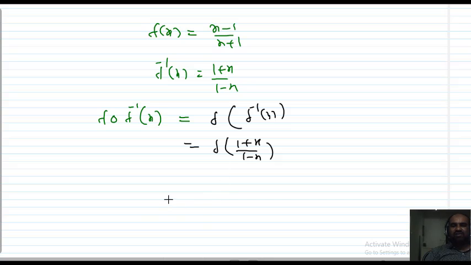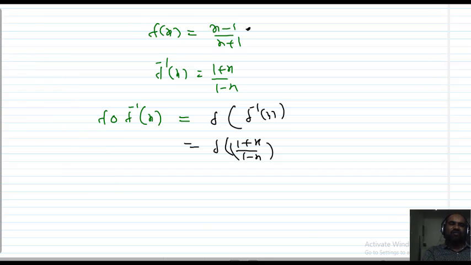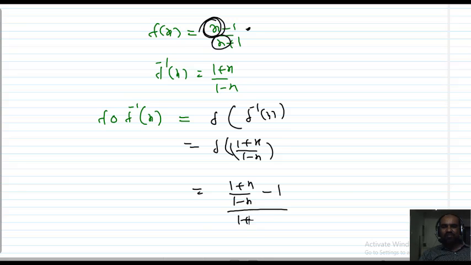Now this is just like f of k. F of k means in this rule, instead of x, you need to write k: k minus 1 by k plus 1. K means 1 plus x by 1 minus x only. So in the function f of x, instead of x, we write 1 plus x by 1 minus x minus 1, and instead of this x in the denominator, 1 plus x by 1 minus x plus 1.